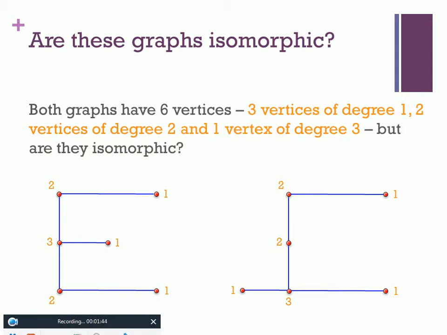The key lies in looking at what is connected to what. So for example, let's identify the vertices of degree 2. Now you can see in the first graph, the one on the left, that they are not connected, but in the graph on the right, they are. So these two graphs are not isomorphic.